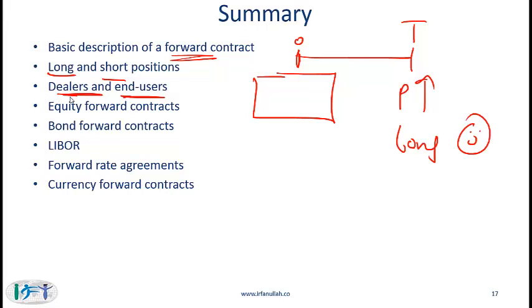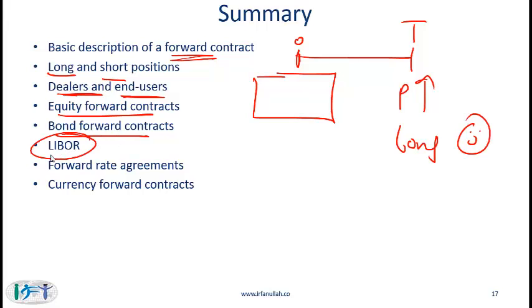We talked about dealers and end users. Dealers tend to be large banks or other financial institutions. End users tend to be corporations or governments or NGOs. In an equity forward contract, the underlying could be a stock, it could be a portfolio, or it could be an equity index. In bond forward contracts, the underlying is a bond or a portfolio of bonds.